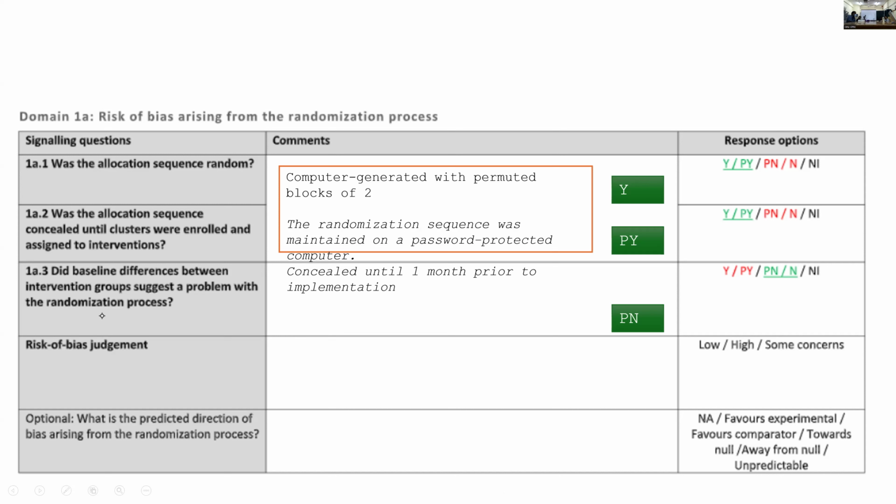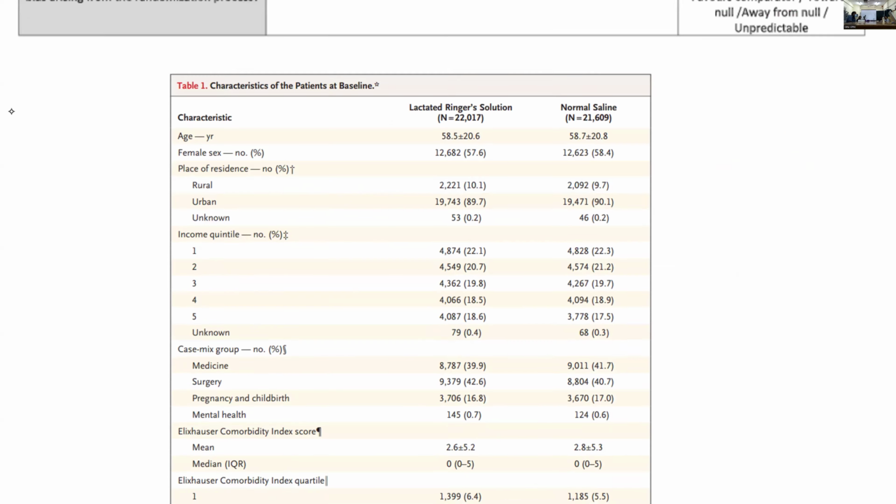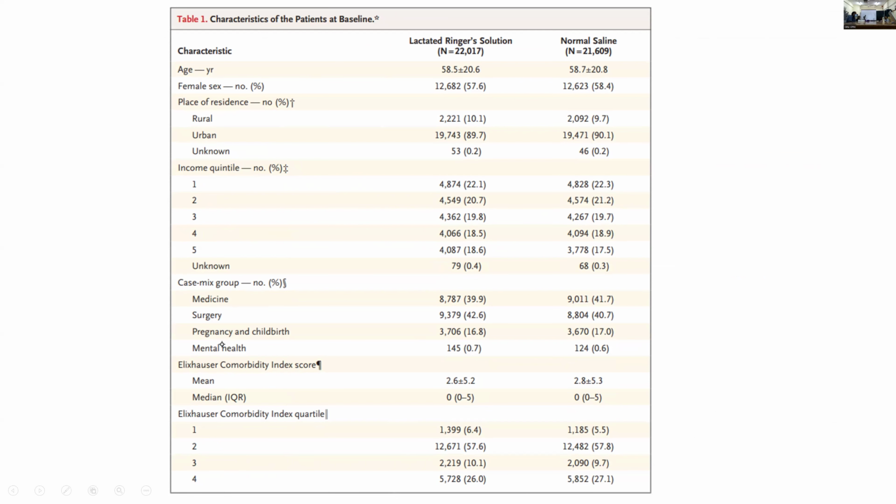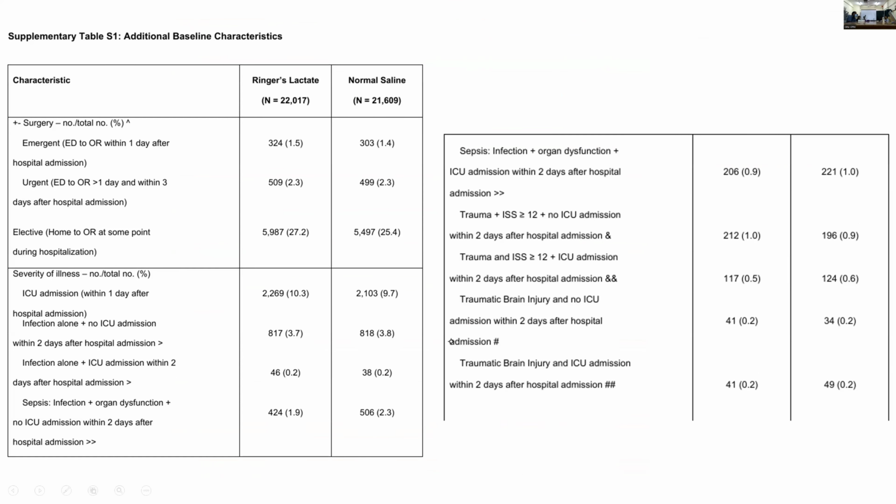The third question is, did baseline differences between intervention groups suggest a problem with the randomization process? So probably not. Because actually all the baseline characteristics were almost similar in both the groups. So the mean age was around 58 years. It was slightly more female predominant. Most of the patients were from the urban area. And so this is the medicine patients, the surgical patients, the obstetrics patients, and the psychiatric patients. So this is basically surgery requiring emergency, urgent, or elective surgery, the ICU admissions, as well as the sepsis.